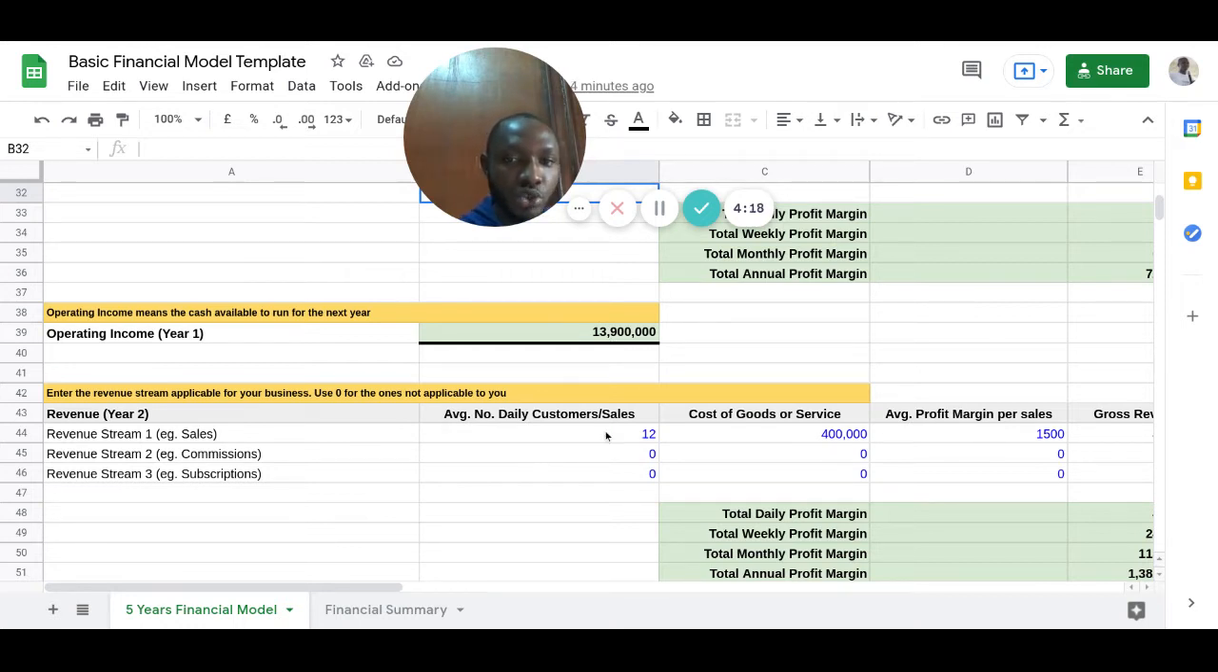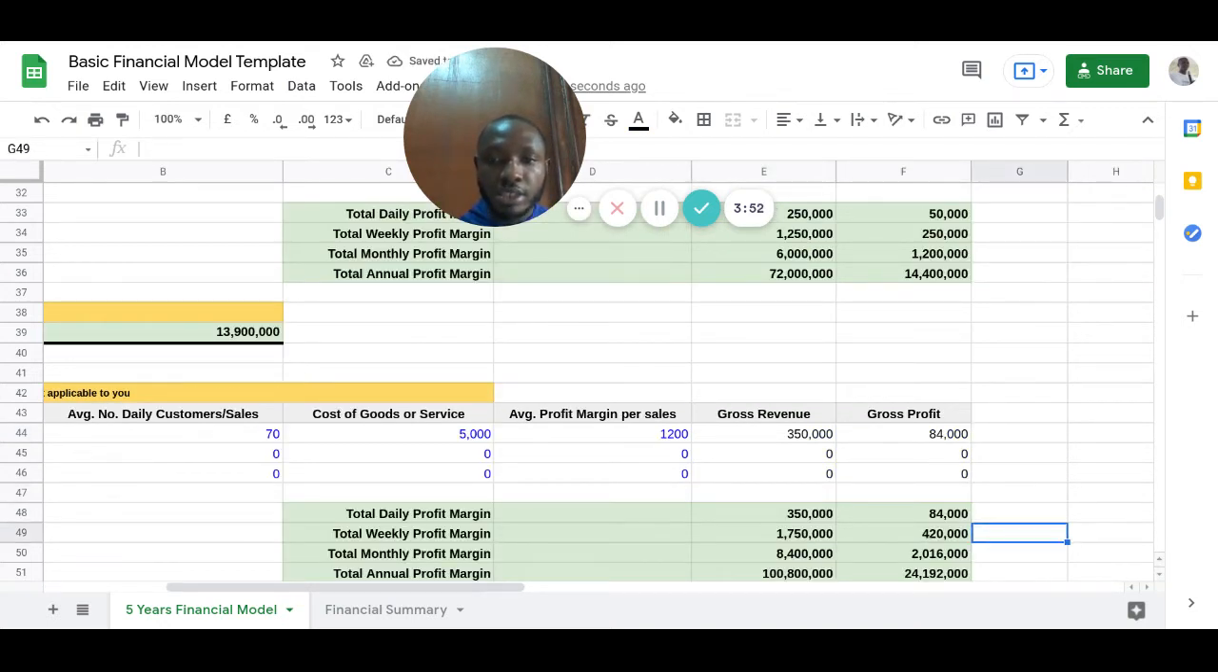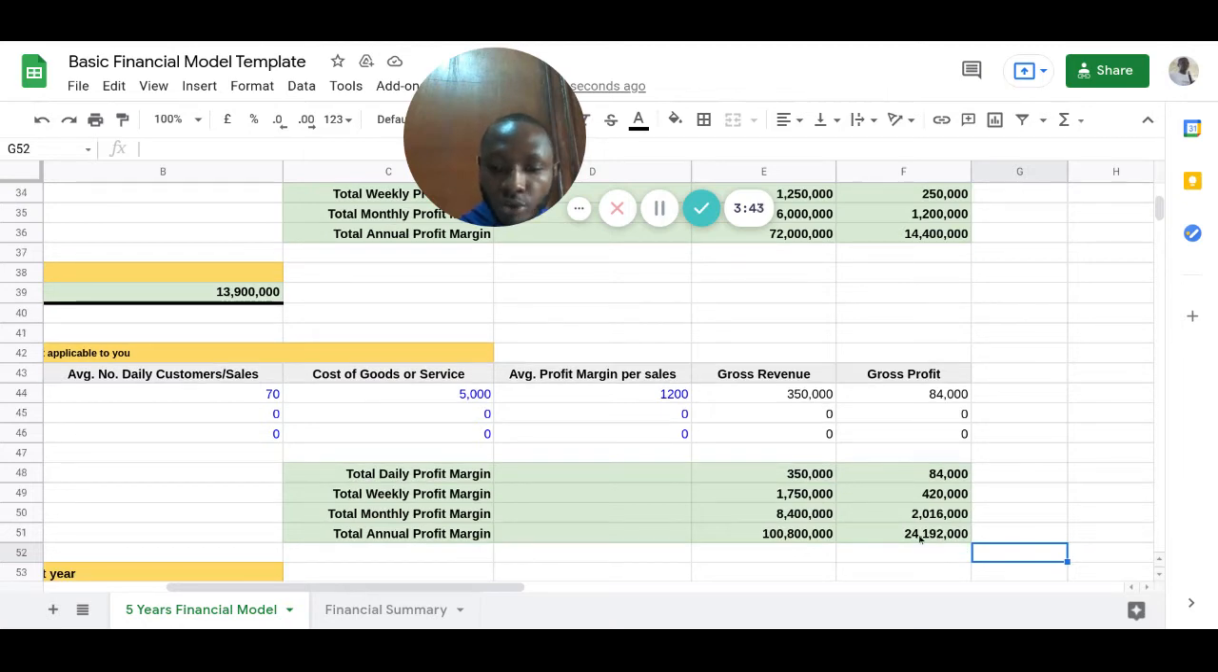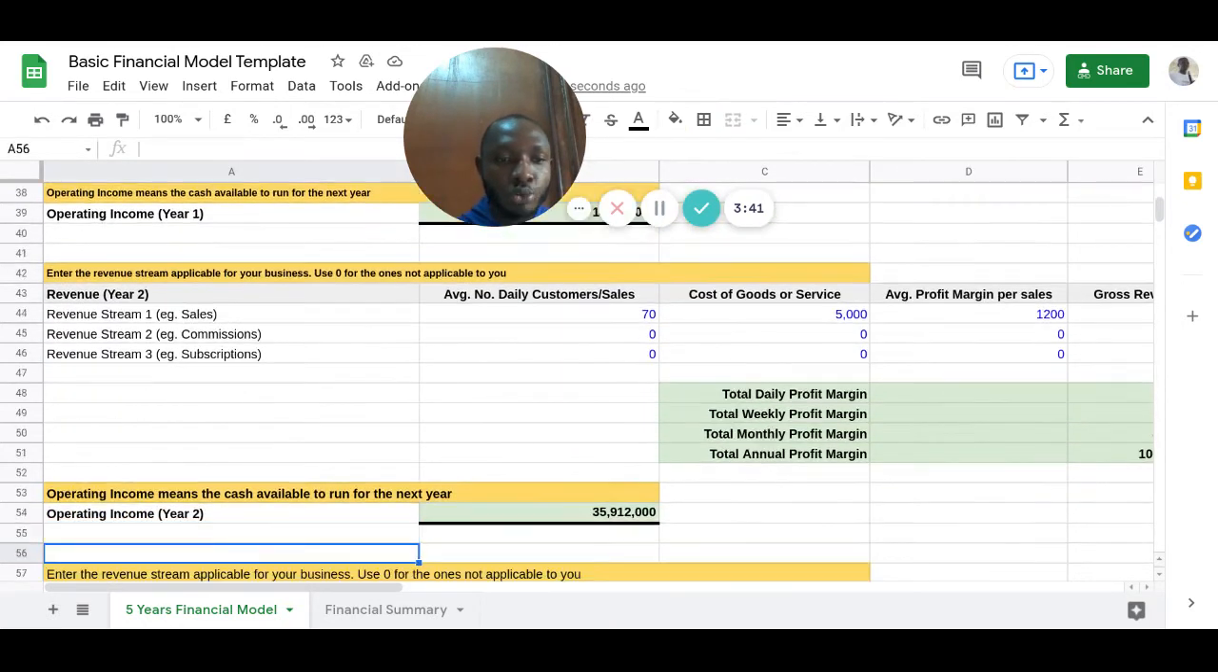Then you repeat the same thing you did for the first year. So let's say the first year you did 50, and you know that the next year you're going to be doing 70, and the cost of your product is 5,000, it remains 5,000. I'm using naira, but if you are dealing in dollars, you can also use dollars. Let's say you have been able to increase your margin from 1,000 to 1,200. Once you do this, it will generate your daily profit, your weekly profit, your monthly profit, and your annual profit. Now your operating income for year two will move to be this.